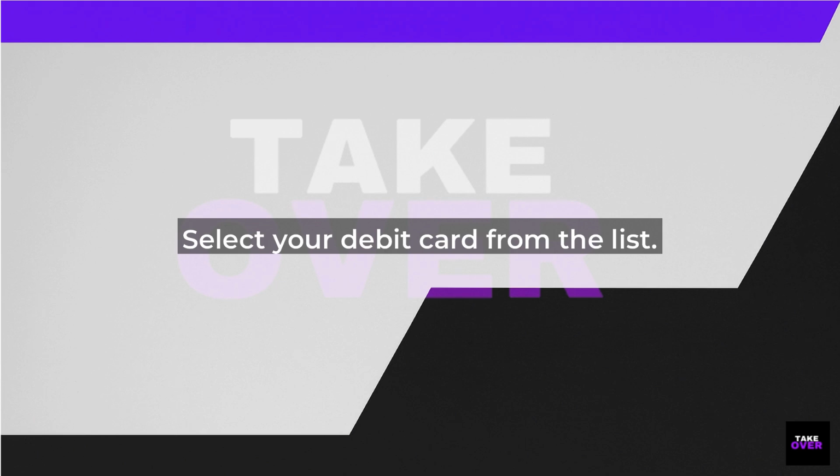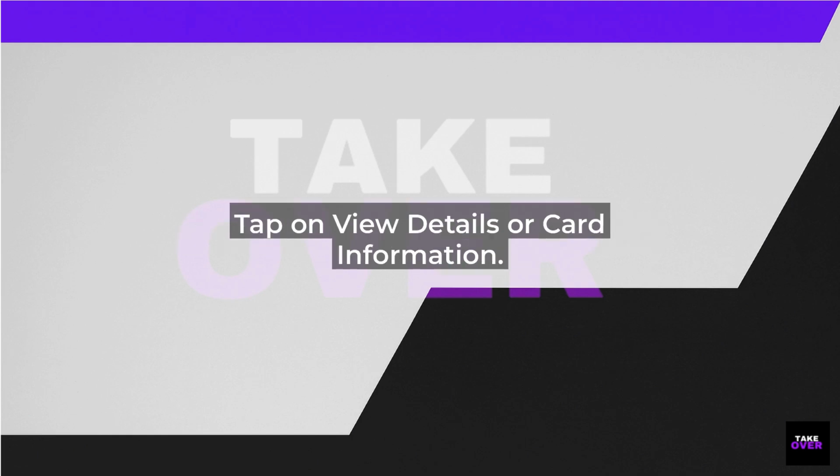Next, tap on View Details or Card Information. Depending on your app settings, you might be prompted to enter a one-time password, OTP, sent to your registered mobile number or email. This extra step ensures that only you can access sensitive info.